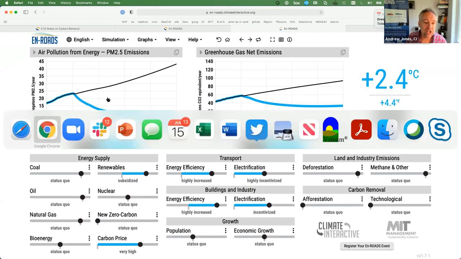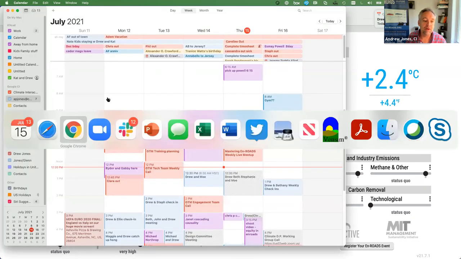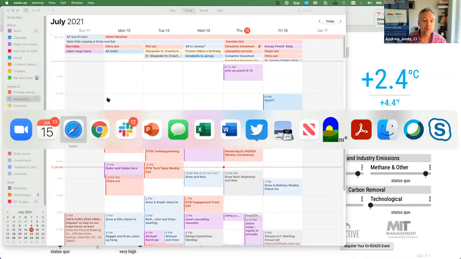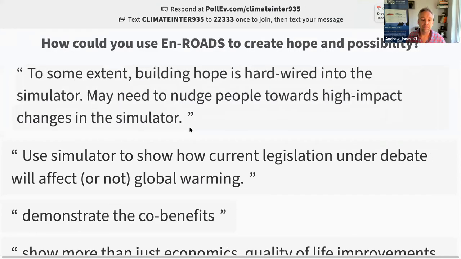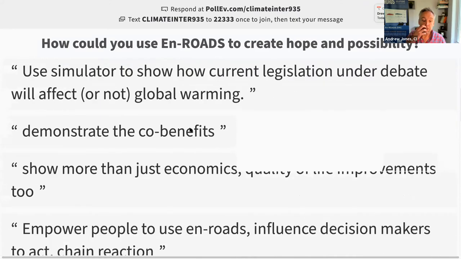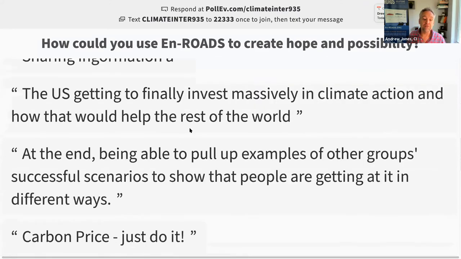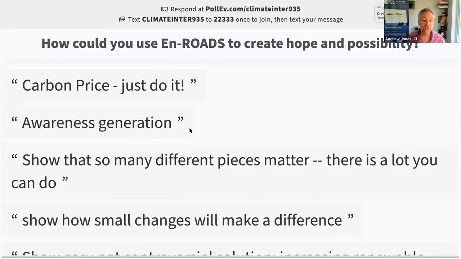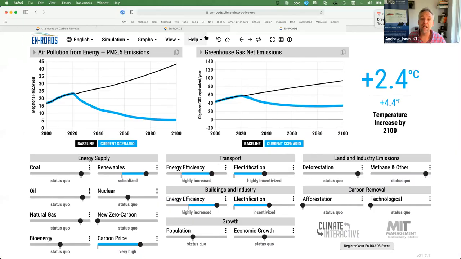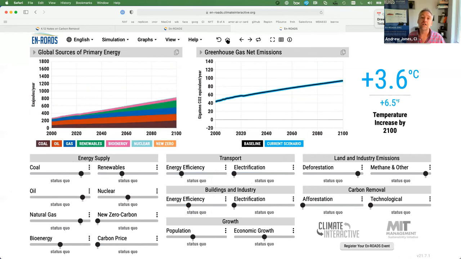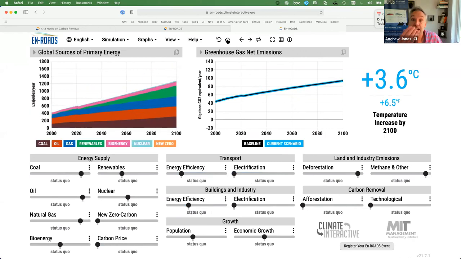I'm going to go back and look at your prompts before I get to the big one. No, that's not the big one. Your prompts were here. Co-benefits, empower people, it's possible, carbon price is powerful, small changes make a difference. Okay, then the main answer would be, I believe, and you've said it, give the simulator to people and show how it is possible.